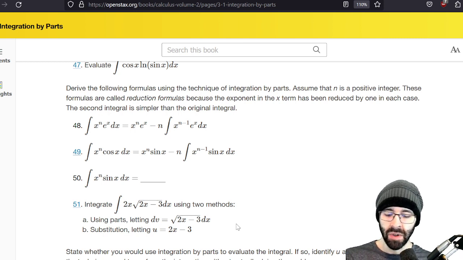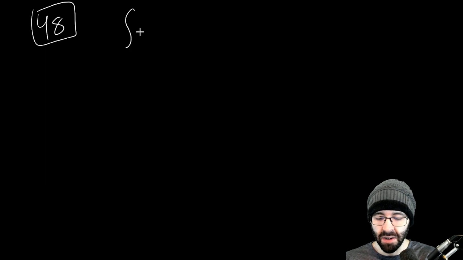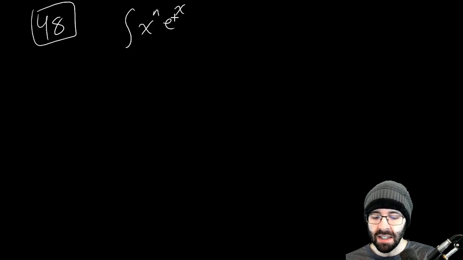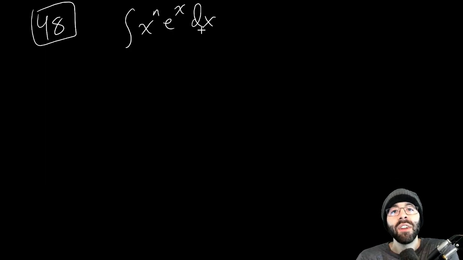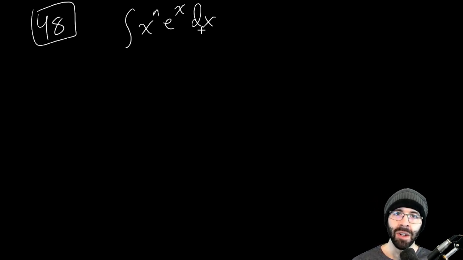So we want to use integration by parts to make the integral of x to the n e to the x easier. And we've done this when n is 1, and we've done this when n is 2. When n was equal to 1, we did integration by parts once. When n was 2, we did integration by parts twice. Well, this is a reduction formula because we can use it n times to evaluate the integral.